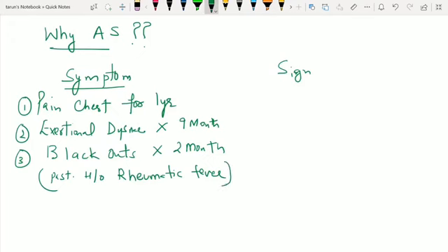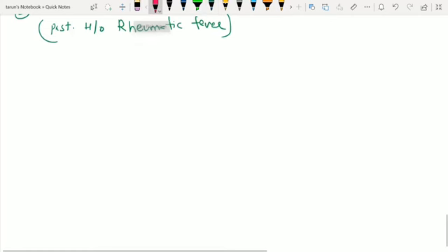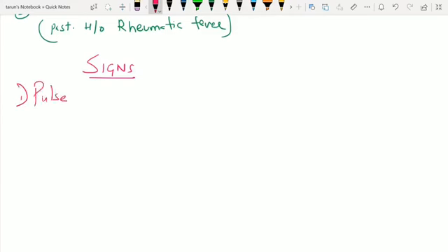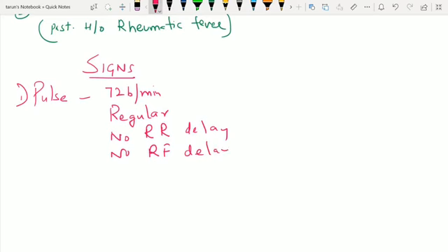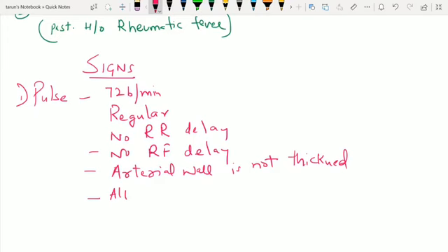Then you also say the signs. You will now elaborate what are the signs you will find in your patient. So we'll discuss now what are the signs in aortic stenosis in our case. The signs, you will first tell about the pulse. You can say the pulse is 72 beats per minute, regular, no radial delay, no radiofemoral delay, arterial wall is not thickened, and all peripheral pulses are palpable.